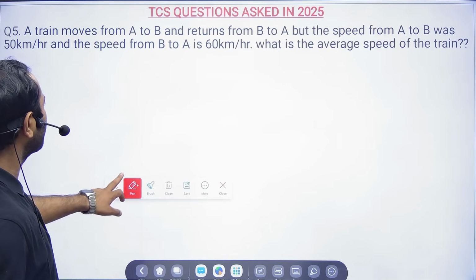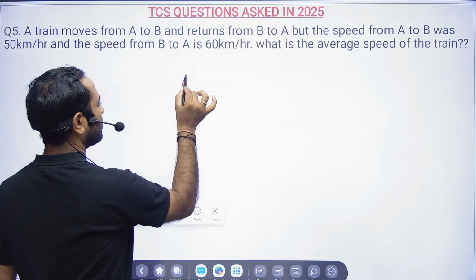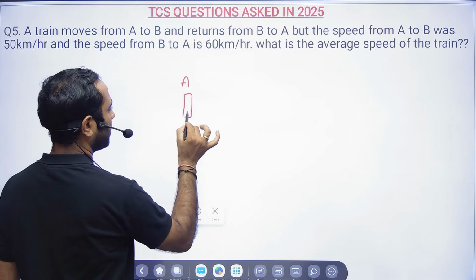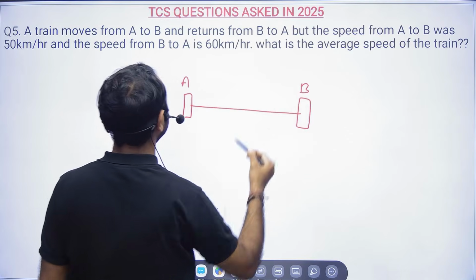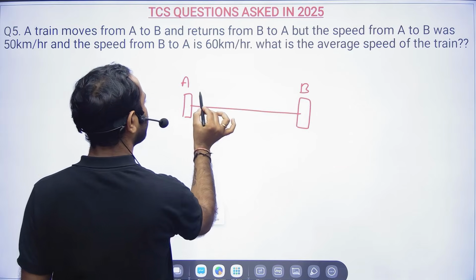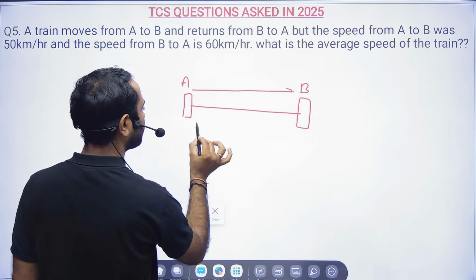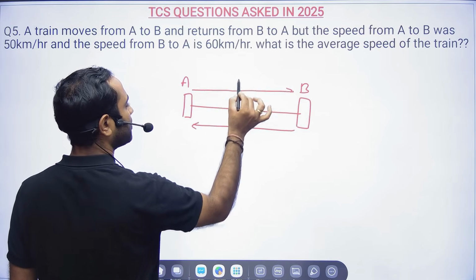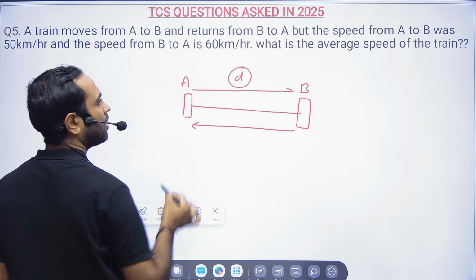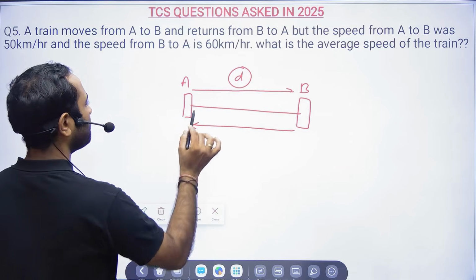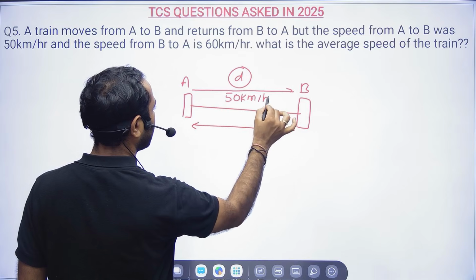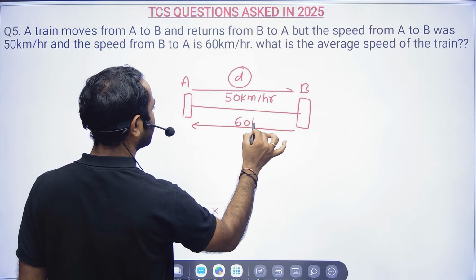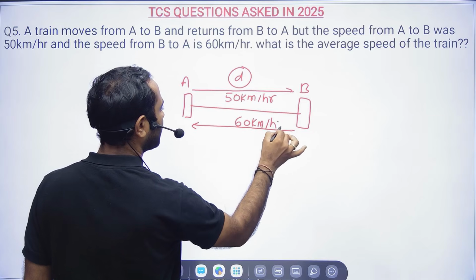A train moves from A to B. So this is your A. Okay, so a train moves from A to B and returns, so a train is going from A to B and coming from B to A. The distance is the same from A to B, with 50 km per hour, and returning back at 60 km per hour. So what is the average speed?